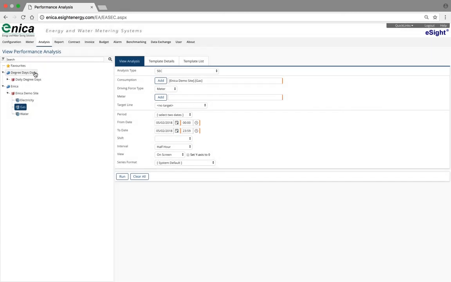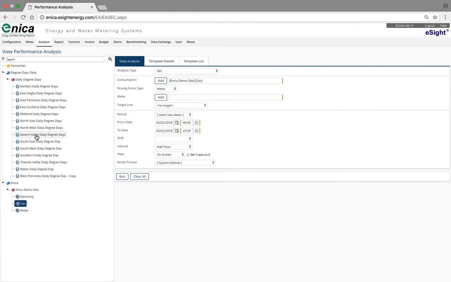Just to let you know that within eSight, normally the standard degree day data only is weekly values divided by 7. So for a week, all of the degree days, the weather data is identical. There are identical values. But we can actually get, at Enica, we can get daily degree days streamed in that are more accurate than that. There are individual day values. So for this example, I'm going to take the daily degree days for the Severn Valley. I'm going to add those as the driving force.